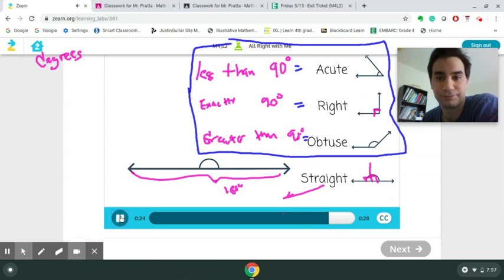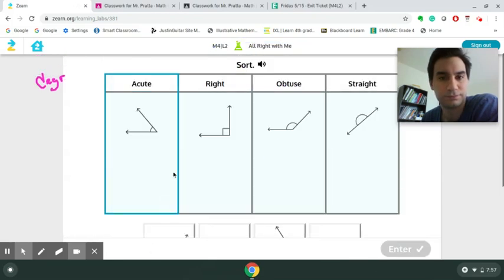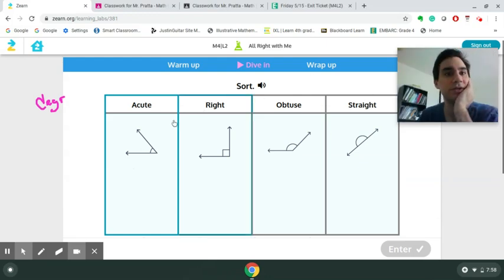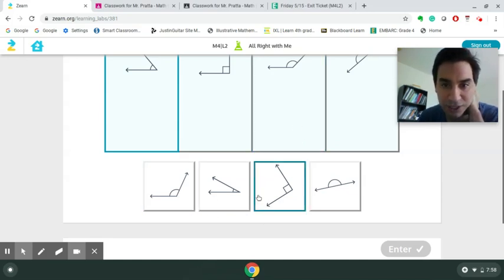Now it's your turn to classify angles. Good luck. So you're going to have something like this on your exit ticket. Let's practice it now. Here are our categories. We have acute, we have right, we have obtuse, and we have straight angles. We're going to have to drag and drop some options into the correct category. So let's take a look at each of our options here.